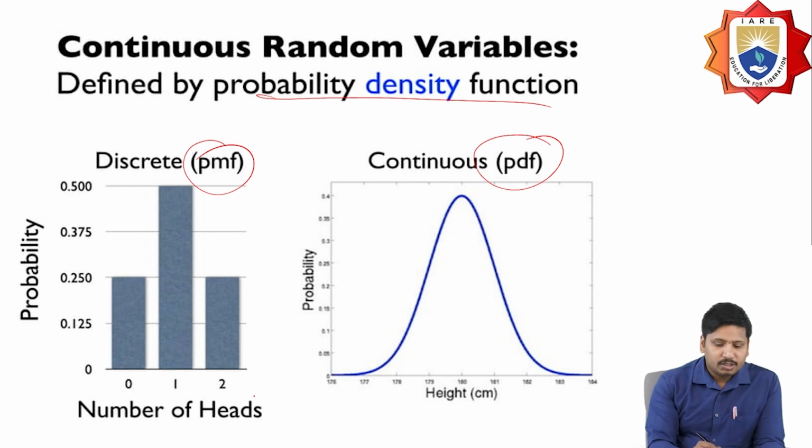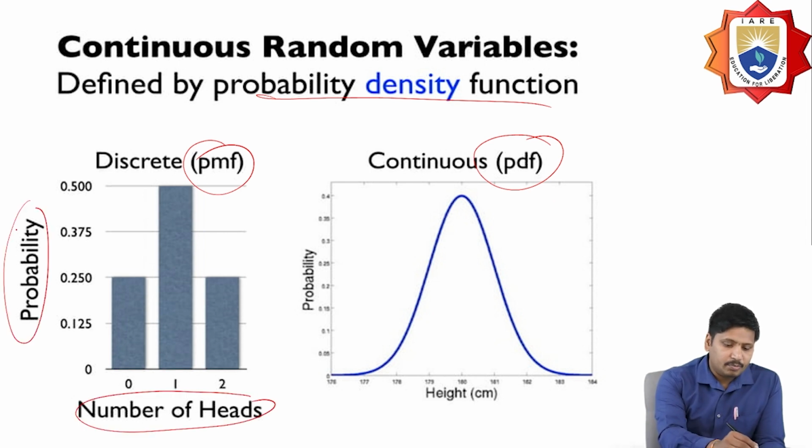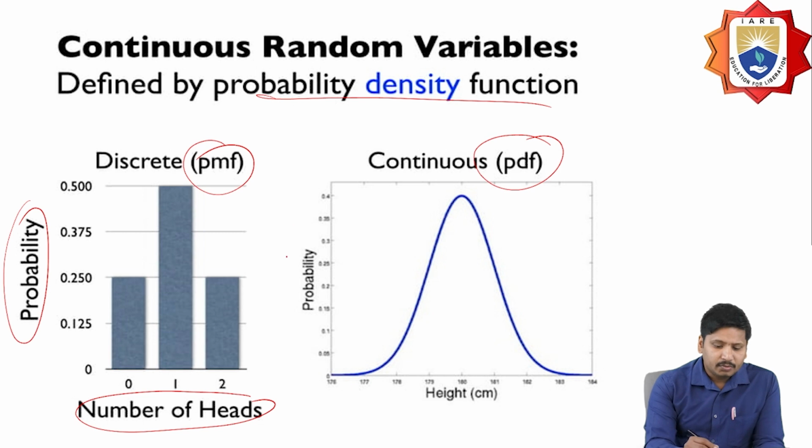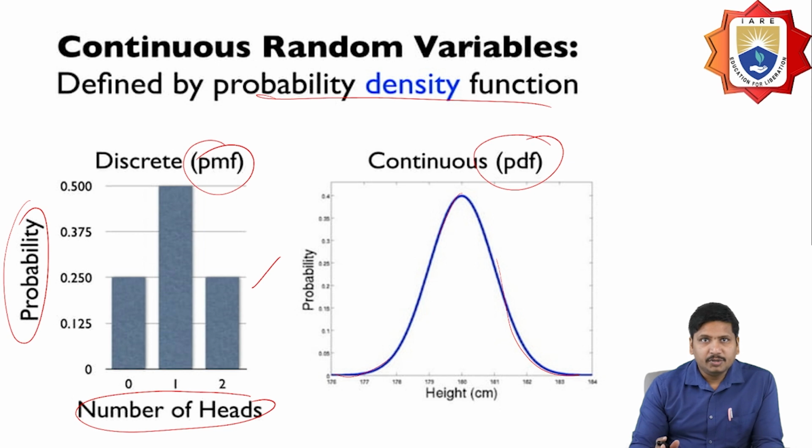Suppose I consider the number of heads on the x-axis and the probability values along the y-axis, the graph obtained looks like this. And similarly, if it is a PDF, that means the probability density function of a continuous variable, then the graph should be like this. That much difference is there between a discrete random variable and a continuous random variable.